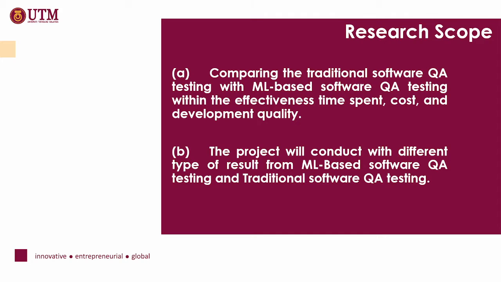For the research scope, firstly, it will compare the traditional software QA and testing with the machine learning based software QA testing, with the effectiveness, time, cost, and the development quality. So we're talking about the accuracy of the data that we're going to use or test. Secondly, the project will be conducted with different types of results from machine learning based software quality assurance testing and traditional software testing.